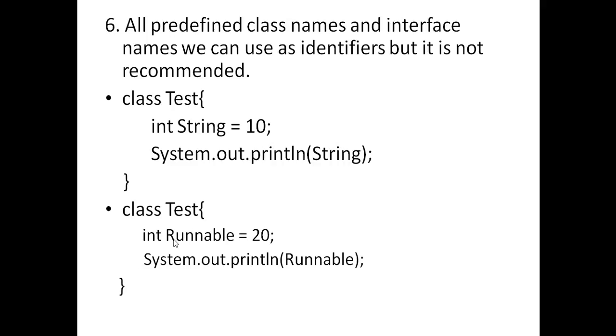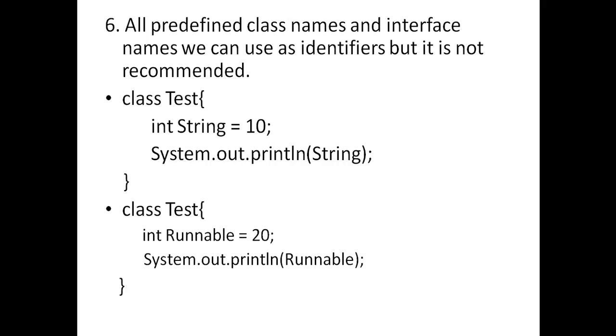And over here, as you can see, we are using Runnable as an identifier for a variable name, which is holding a value 10. When you print it, it will not throw an error. It will give you 20 as an output, but it is not recommended. So these are all the things about identifiers.